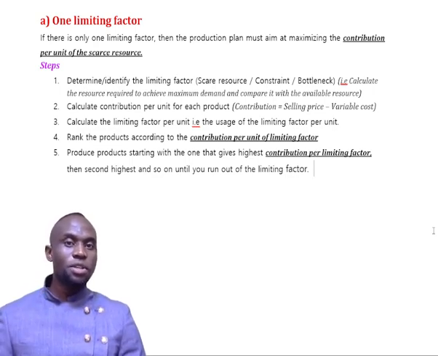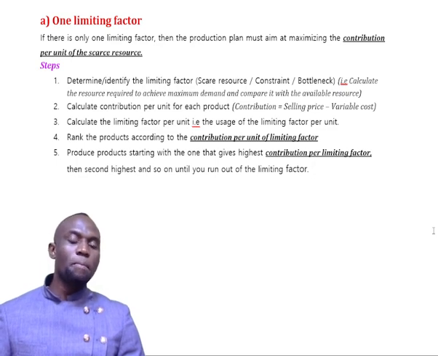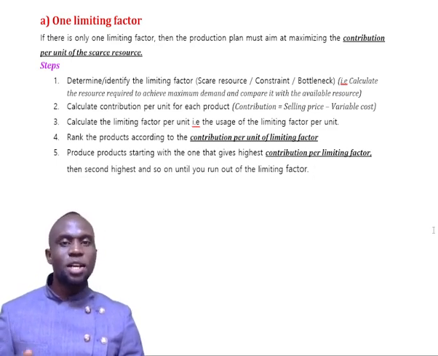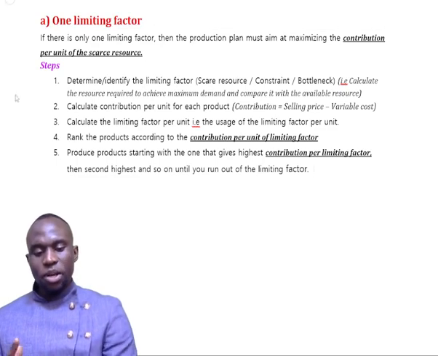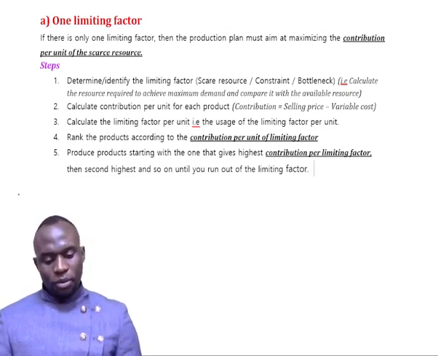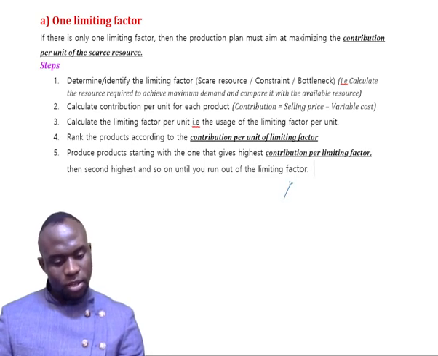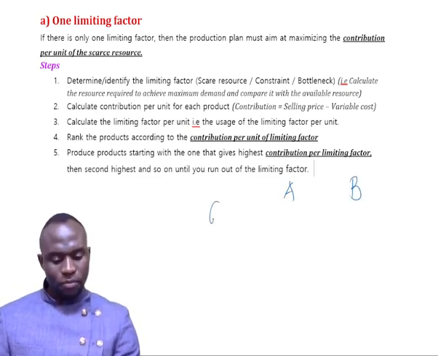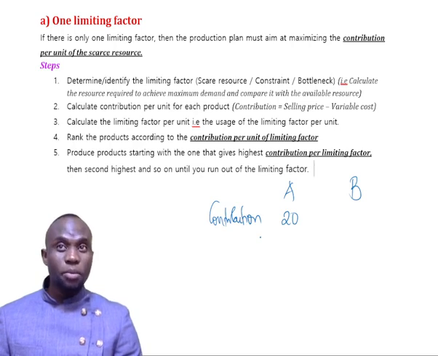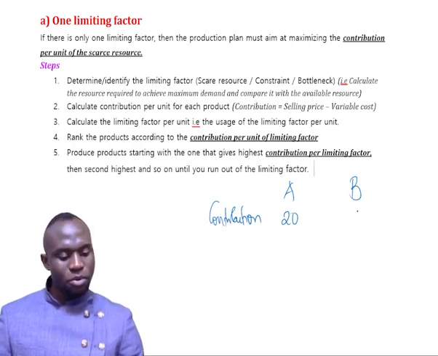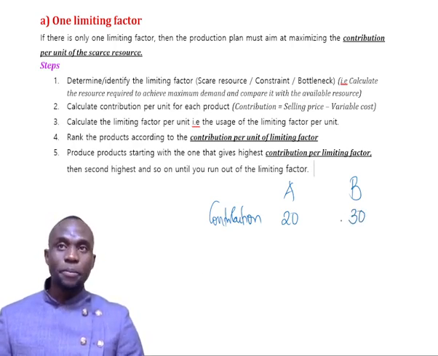Note, it is not just contribution, it is contribution per unit of the scarce resource used. This is why we don't use contribution alone. For example, we are producing two products, product A and product B. Product A has a contribution of 20 and product B has a contribution of maybe 30.